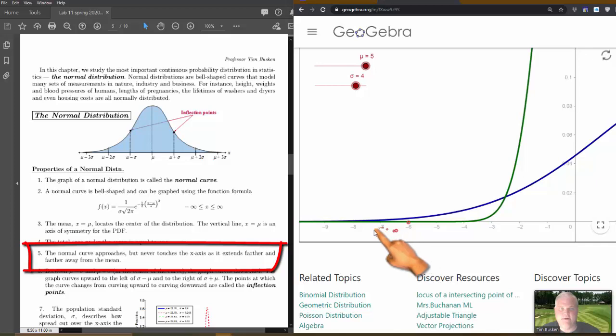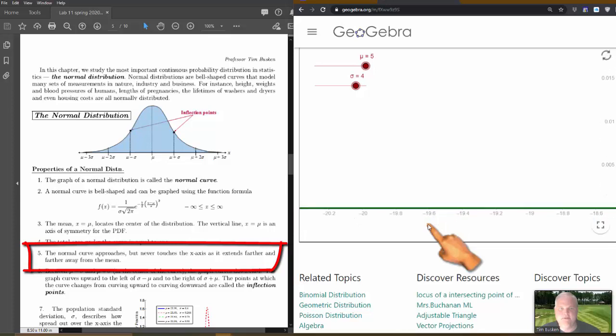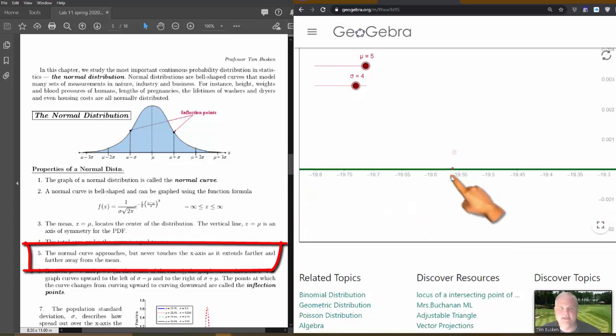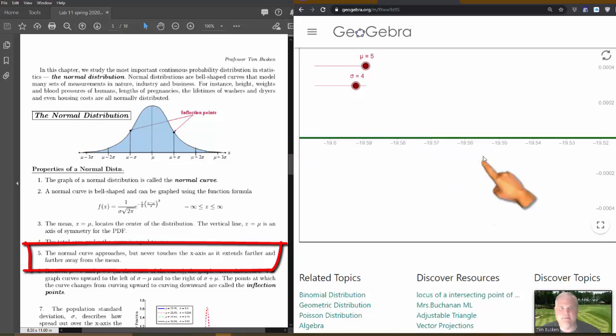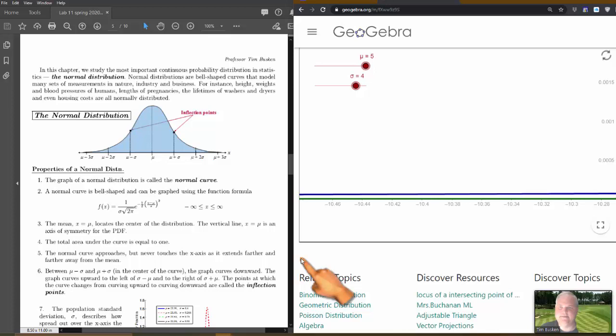No matter how far down the x-axis in the negative direction you go, you'll always be able to zoom in and see that the normal curve is above the x-axis. Not on top, but just above the x-axis. So property 5 tells us that the normal curve never intercepts the x-axis.